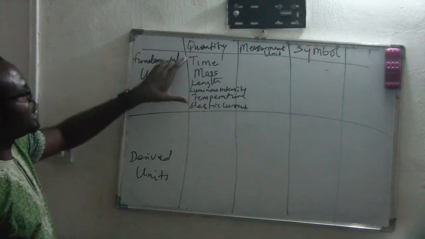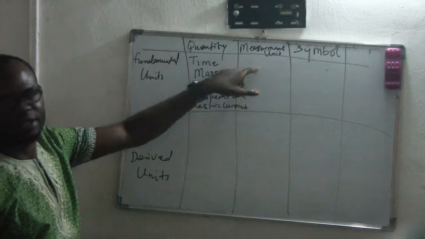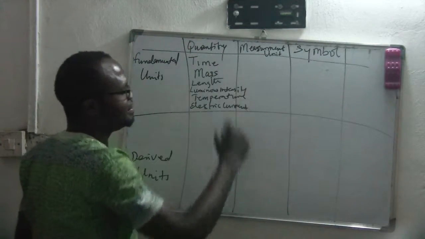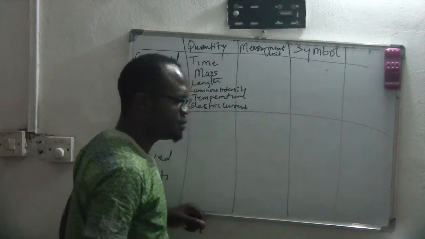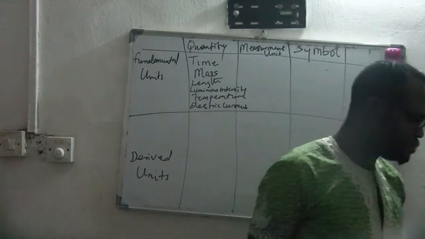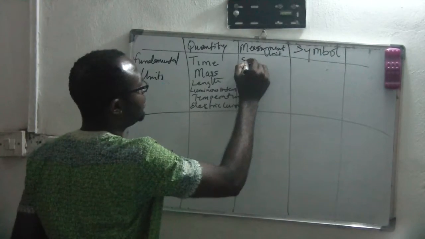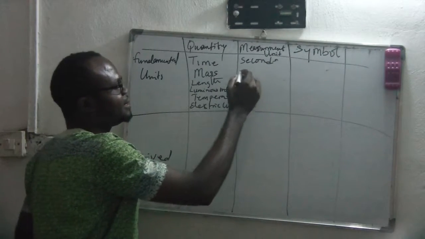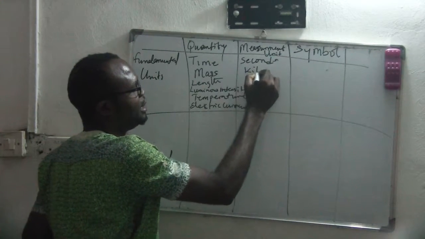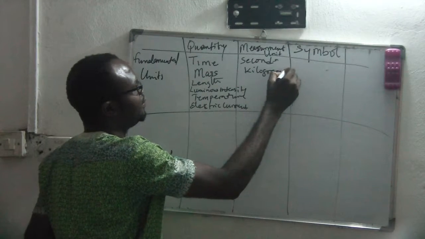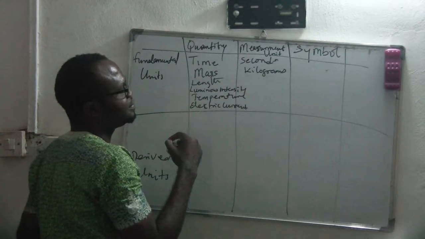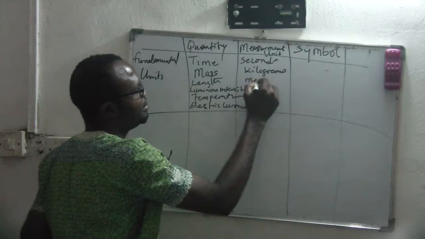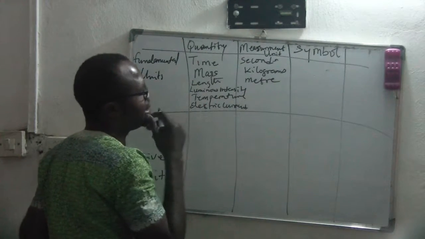And I told you that every quantity has a unit. So what is the unit for time? Seconds. The unit for time is seconds. What's that of mass? Kilogram. That's the unit for mass. What of length? Meter.